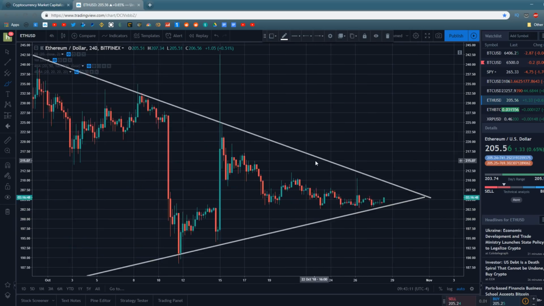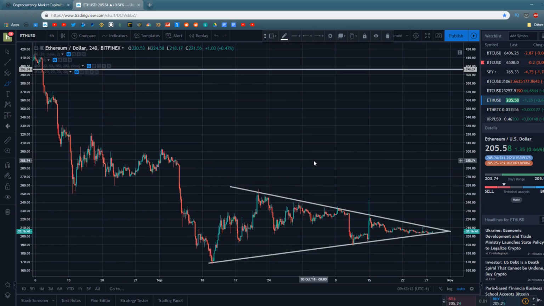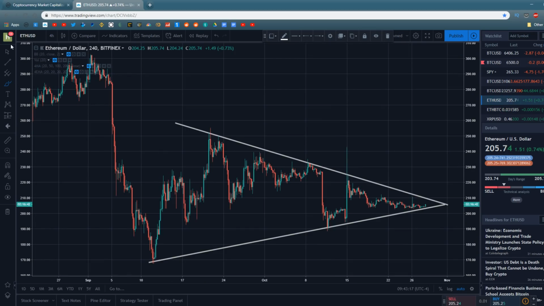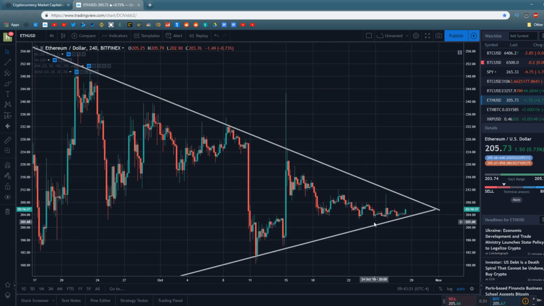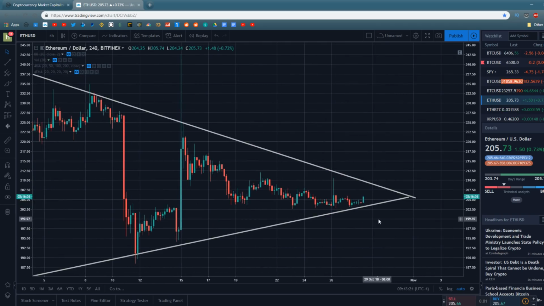We have seen a little bounce here, but if I were to say, I'd probably say it's a 60-40 likelihood that Ethereum here breaks bearish out of this, just because of everything, and also the fact that it is in a majority downtrend. One thing to also keep in mind here, though, is that Ethereum is above $200, and $200 is a very strong level of support for Ethereum.